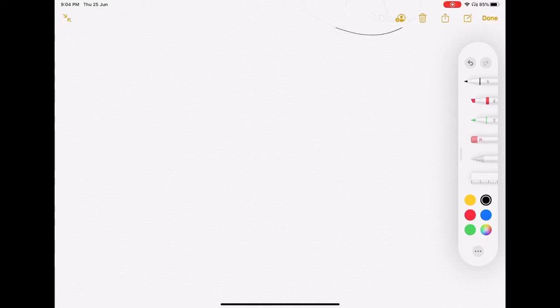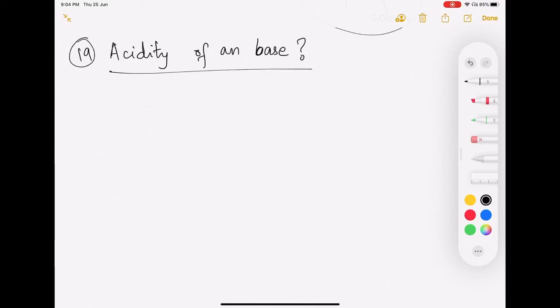What is the meaning of, this is your 19th question, I hope so. The question is, what is the meaning of acidity and basicity? Acidity of a base. What is the meaning of acidity of a base? We know base, for example, sodium hydroxide is a base, right? You know very different types of bases, sodium hydroxide, potassium hydroxide, many types of bases, right? Sodium hydroxide is a base.